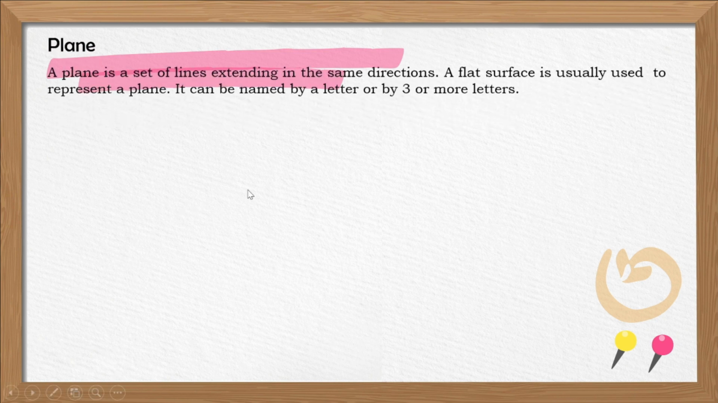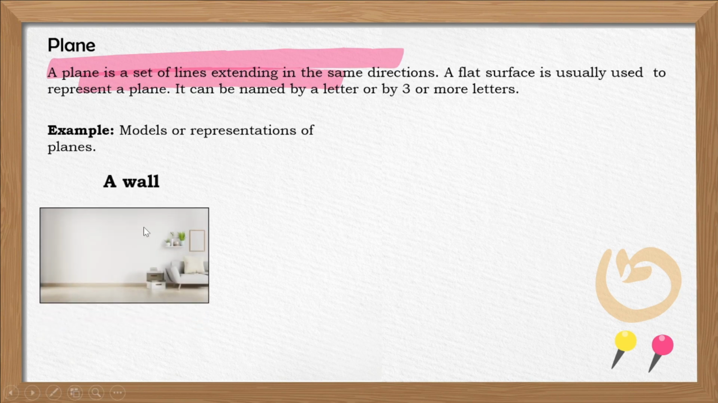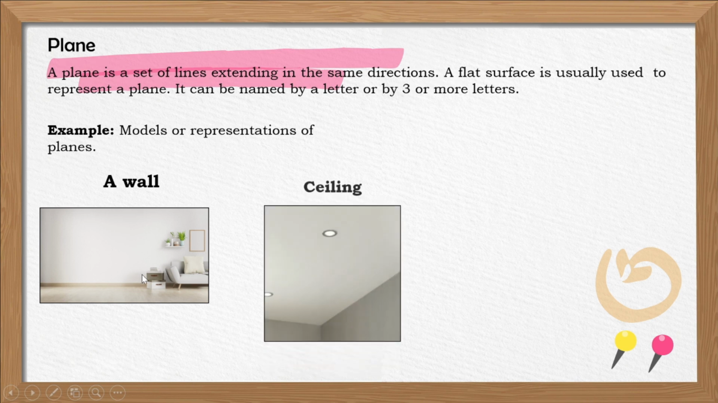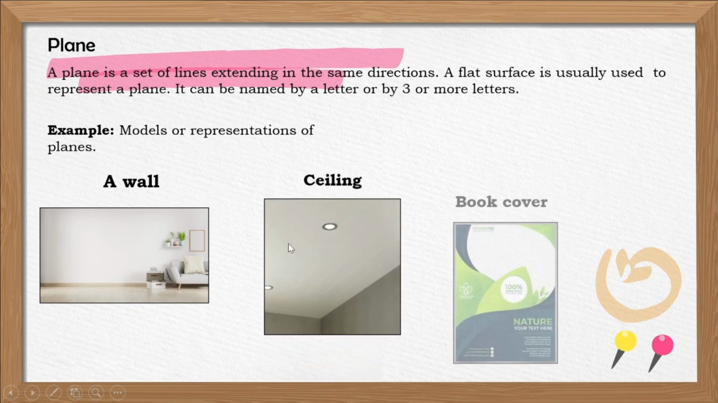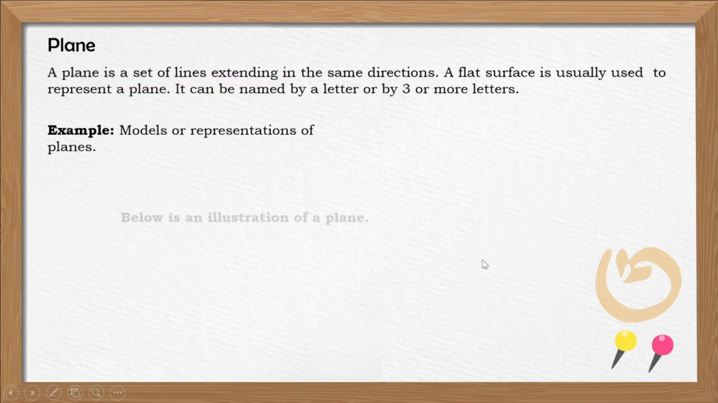Okay, a plane is a set of lines extending in the same directions. A flat surface is usually used to represent a plane. It can be named by a letter or by three or more letters. So let us have examples or models or representations of planes. So we have a wall. So this is a representation of a plane. Another one is the ceiling. And we also have a book cover. So these are all representations of a plane.